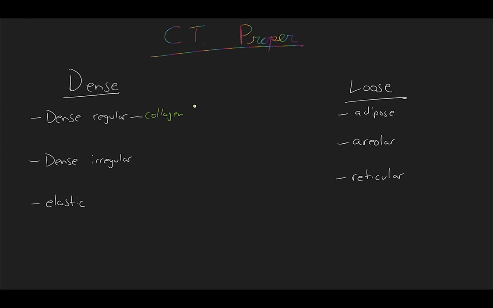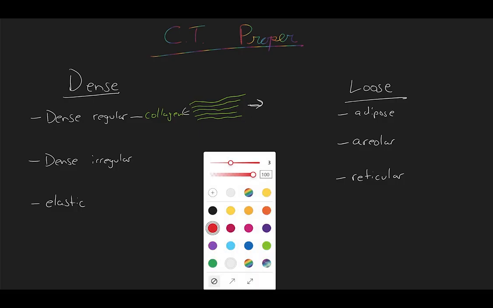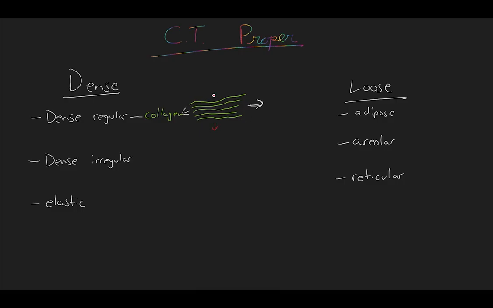Our dense regular connective tissue has a primary fiber type that is collagen. The collagen fibers in dense regular connective tissue run parallel to one another like so. What dense regular connective tissue does is give us tensile strength on one plane, so pulling on one plane. If we pull or exert force in the opposite direction, perpendicular to the collagen fibers, it will easily tear. So this is things like tendons. Tendons have that tensile strength in one direction, but not many directions.